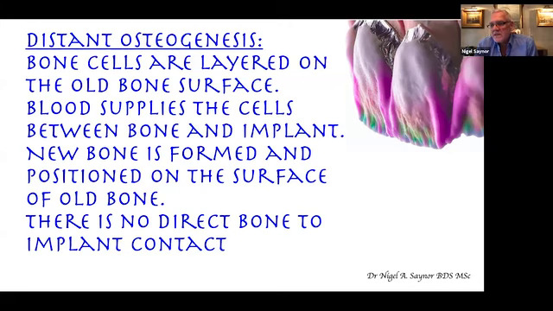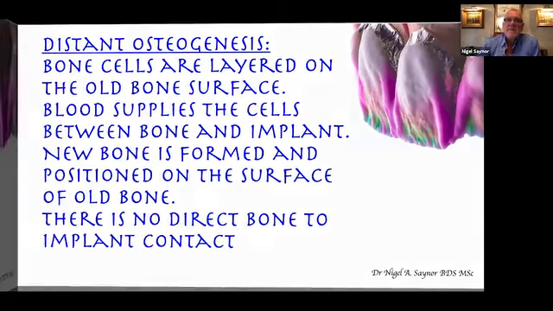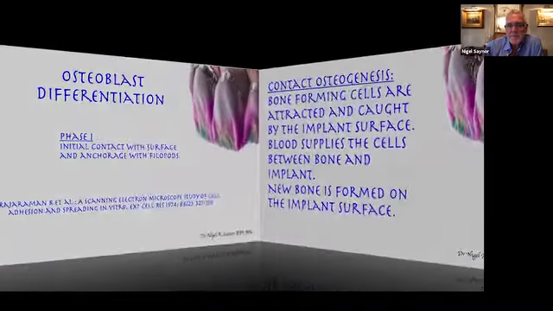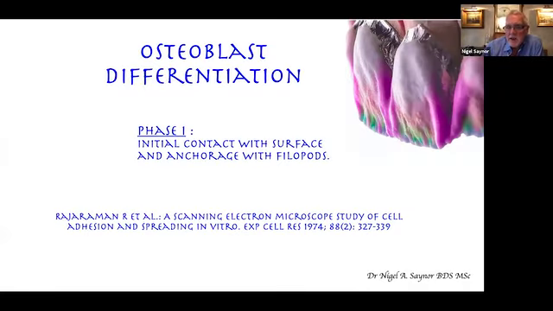Whereas if you look at contact osteogenesis, the bone forming cells are attracted and caught by the implant surface. The blood supplies the cells between the bone and the implant. A new bone is formed on the implant surface itself. So you've got osteoblast differentiation. Phase one, you have initial contact with the surface, and you've got anchorage with little filopods.